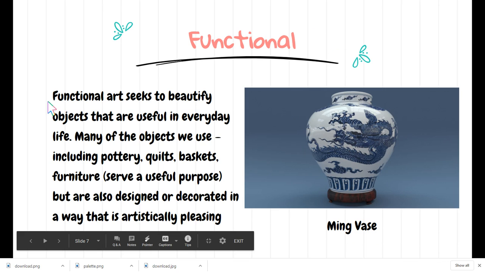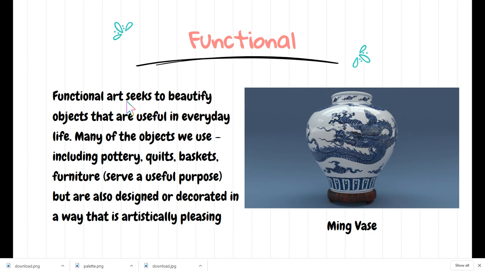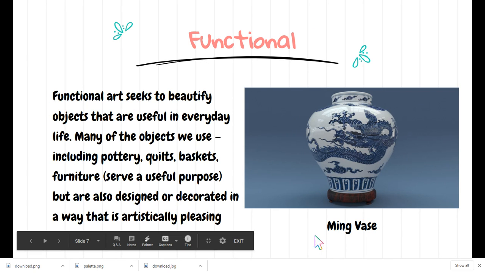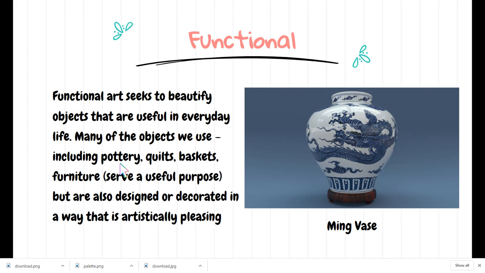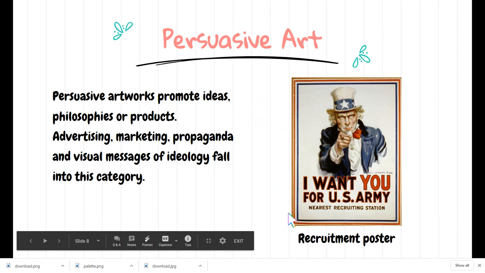Functional art is just art that comes from everyday life, that is an object that we use constantly being turned into something that is very beautiful or aesthetically pleasing. So you'll see other things: jewelry, furniture, any sort of pottery or ceramics, quilts and baskets.